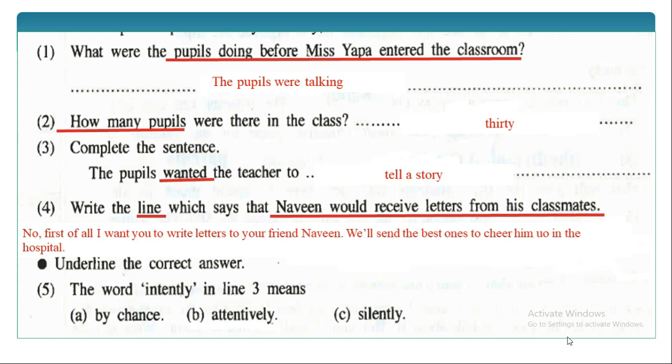Underline the correct answer. The word intently in line 3 means, it has a similar meaning to attentively. The answer is B, attentively.